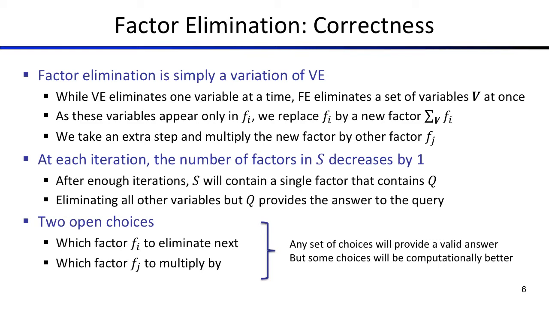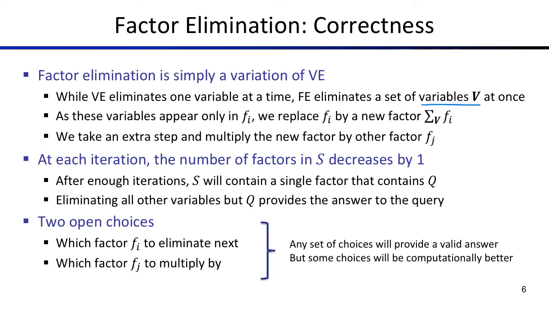Okay, it should be clear now why the factor elimination algorithm works. And it's very similar to the variable elimination algorithm, with the exception that the variable elimination algorithm eliminated one variable at a time, and the factor elimination is going to eliminate a set of variables at once. So we're going to eliminate all the variables in V at once. But we are very careful about which variables will be in V. We only eliminate the variables that are in the factor Fi that I'm going to eliminate.